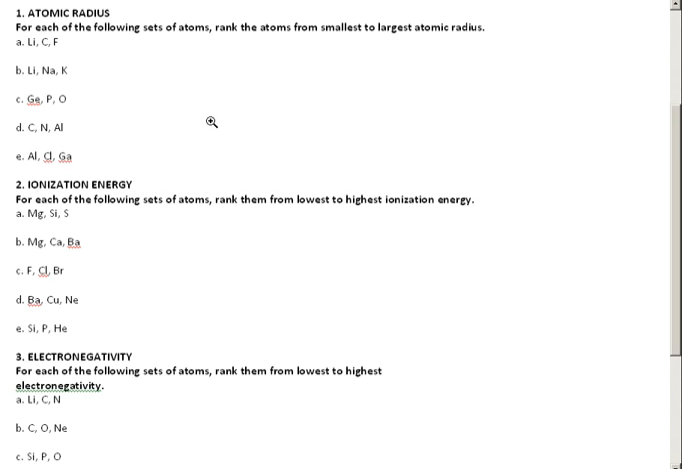All right, so the second worksheet we had was dealing with trends. And whenever we're dealing with trends, there's a little mnemonic device to help us. The 4Ls: lower, lefter, larger, looser. So meaning the lower you go within a group or the further left you go within a period, the larger the elements become and the less tightly they hold on to their electrons.